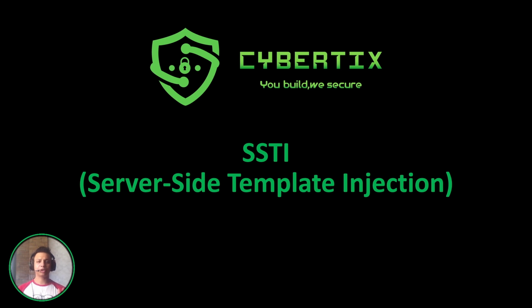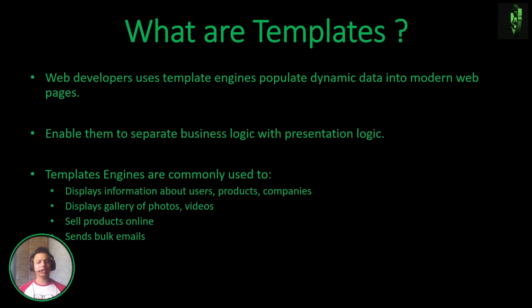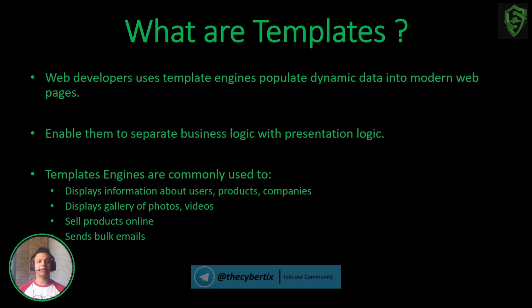So let's start with today's topic, that is SSTI, server side template injection. So what are templates? Basically, developers use template engines to populate dynamic data into their modern web pages, and it enables them to separate the business logic from the presentation logic. It means that front end and back end are segregated. Template engines are commonly used for displaying information about users, products, or the company, displaying galleries of photos, videos, selling products online, and sending bulk emails like that.